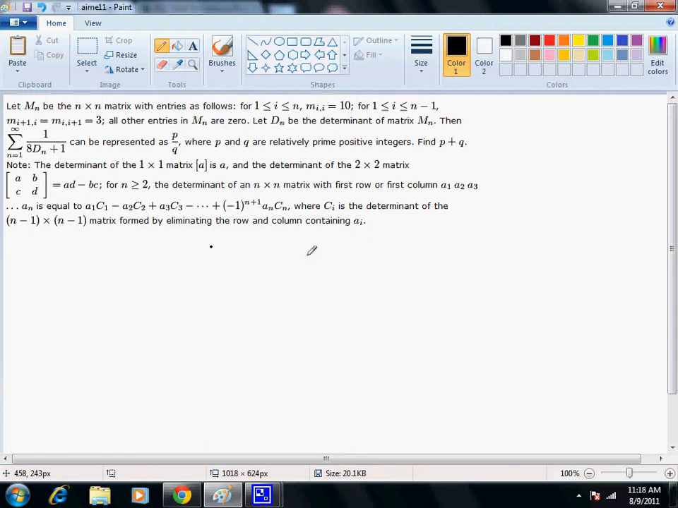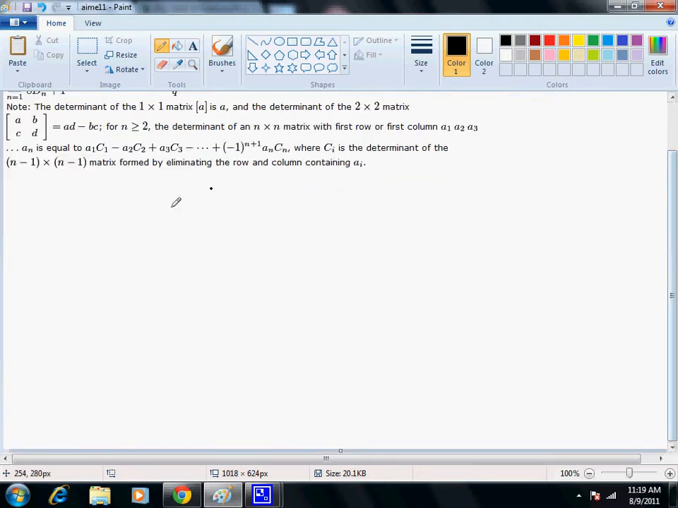Let D_n be the determinant of matrix M_n. Then the sum from n equals 1 to infinity of 1 over 8D_n plus 1 can be represented as p over q, where p and q are relatively prime positive integers. Find p plus q. So the first matrix is just 10, and the determinant of that is 10.